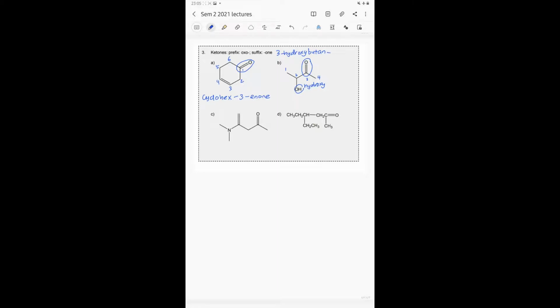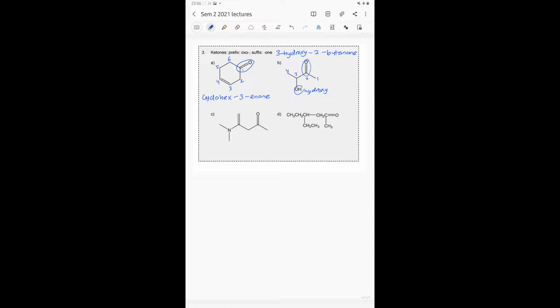Oh, I think I gave the wrong numbering. Sorry, very sorry. I will repeat again. This is the hydroxy, and this is the parent, the ketone. So number 1 should be here: 1, 2, 3, 4. So the name will be 3-hydroxybutan-2-one. Or maybe we can write it like this, 3-hydroxy-2-butanone. Also correct.